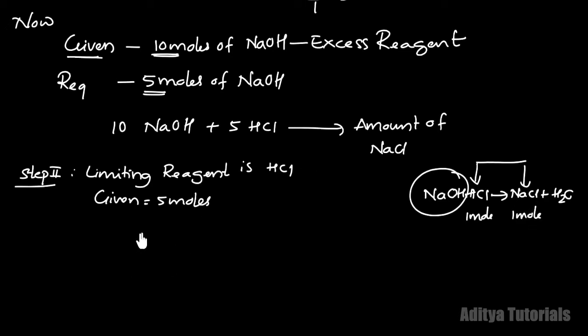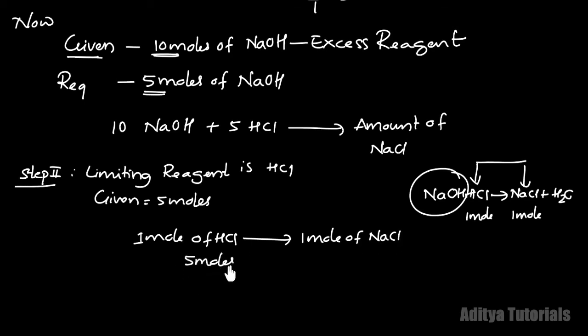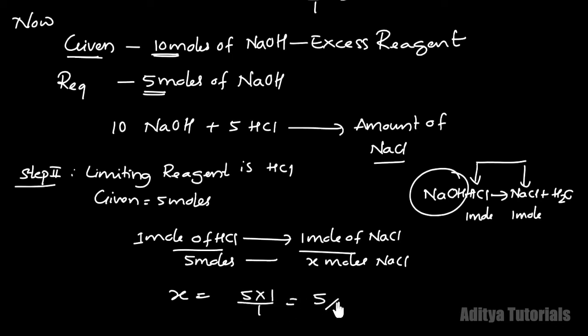So we will take that same condition. 1 mole of HCl reacts with any amount of NaOH and produces here 1 mole of NaCl. Okay, so now here it is given 5 moles. 5 moles produces here x moles of NaCl. We cross multiply this and we get here x is equal to, x goes here so 5 into 1 divided by 1, so that is equal to 5, students. Hope you understood this. So the amount of NaCl produced is 5 moles.